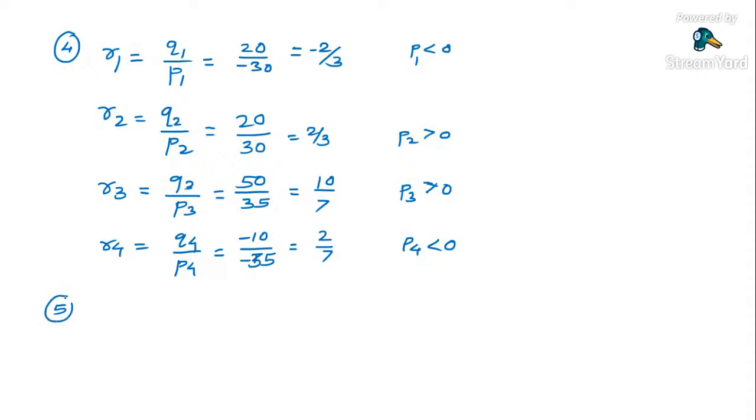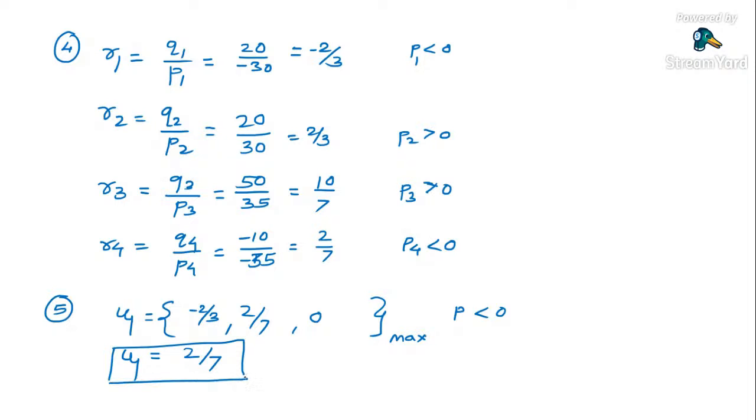Now we are moving towards step number 5 where we are calculating u1. So u1 is nothing but a set of values where p is less than 0, correct? Which are the values related to p less than 0? r1, that is minus 2 by 3, comma, this 2 by 7, and then 0. You have to calculate the maximum value. What is the maximum value of this? It is 2 by 7. So u1 is equal to 2 by 7. That is nothing but the maximum value.